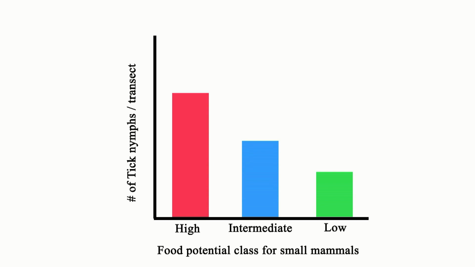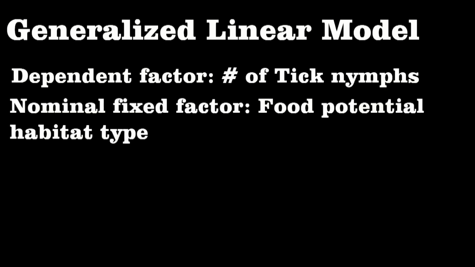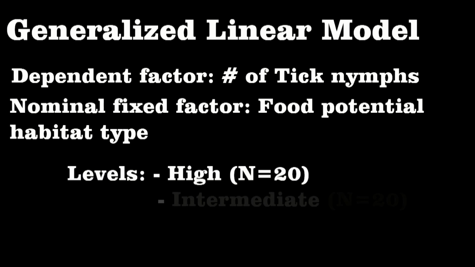The rationale used within our conceptual model leads to the prediction that the number of nymphs will be significantly higher in habitats containing food-providing trees for small mammal hosts. To analyze the relation between the number of counted nymphs and the food potential habitat for small mammals, a generalized linear model is used. In this model, the counted number of nymphs is the dependent variable. Host food potential habitat type will be the nominal fixed factor, containing 3 levels: high, intermediate, and low.